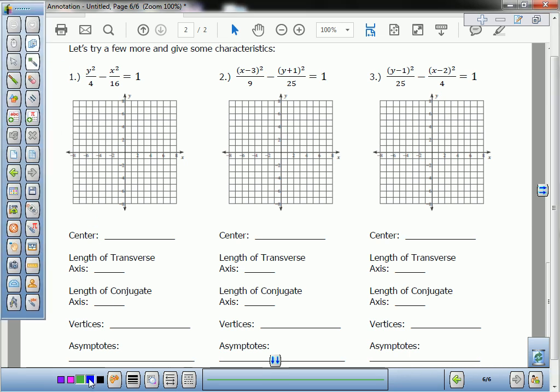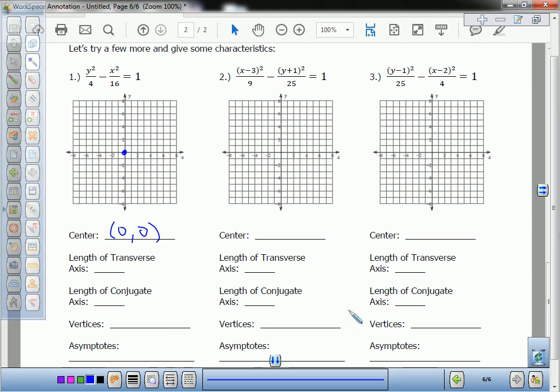All right, but number 1, the center is what? You tell me. 0, 0. Okay, plot it. We already said because the Y comes first, it's in standard form, and the Y is positive. We know this one's going to open how? Vertically. Okay, so how far do I go up and down? 2. Yes. Makes it easier when I tell you the answer. You go up and down 2 from the center to find your vertices. So we go up 2, we go down 2, vertices.